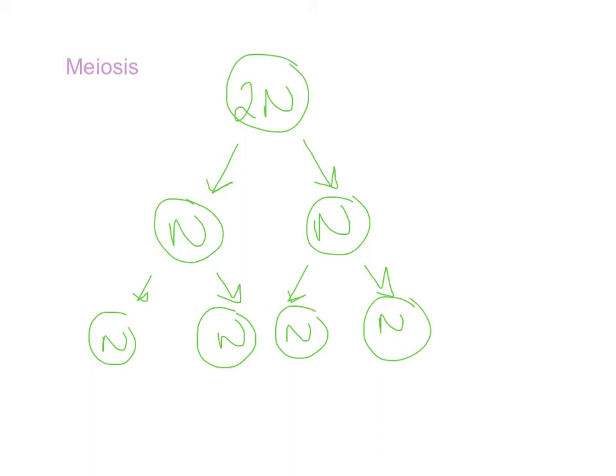Meiosis also involves two divisions, producing a total number of 4 daughter cells.